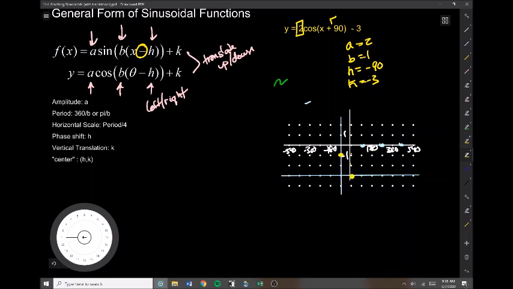High, middle, low, middle, high, middle, low. High, middle, low, middle, high, middle. This is y equals 2 cosine of (x plus 90) minus 3. That's how I do all my cosine graphing. I find the new center, and I give new axes about which to center the graph, both the horizontal and vertical axis, that's centered on wherever (h, k) is.